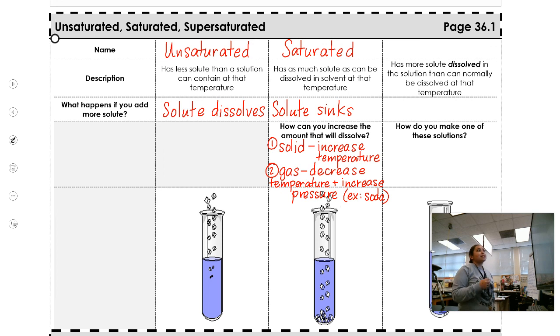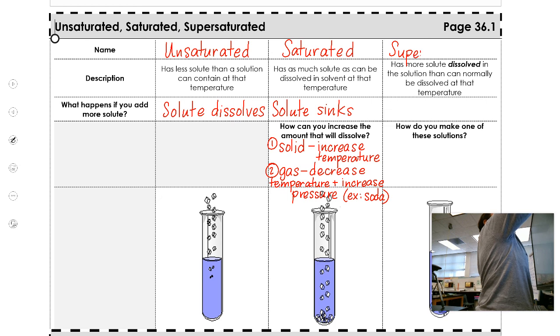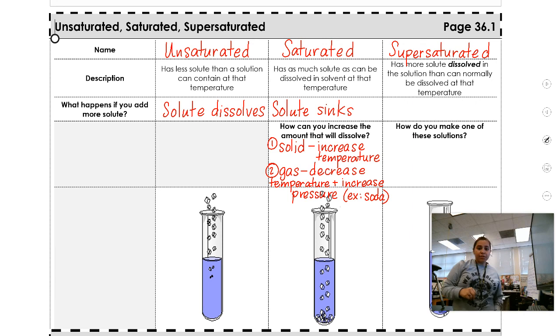So what about the last type of solution? The last type of solution is called a supersaturated solution. And in supersaturated solutions, you have more solute dissolved than can possibly be dissolved at that temperature. In order for you to find out how to make a supersaturated solution, you're going to watch the next video where this guy makes rock candy.